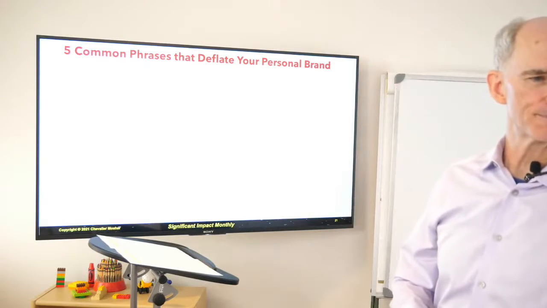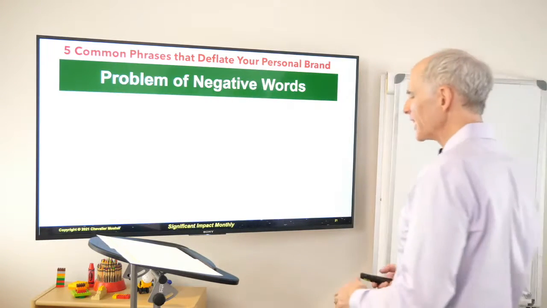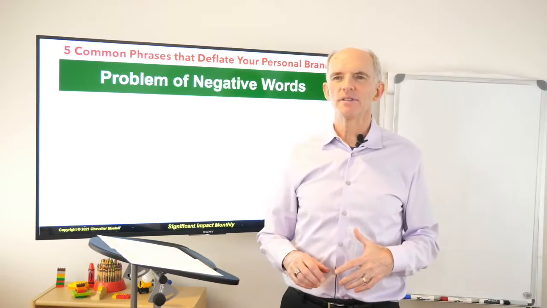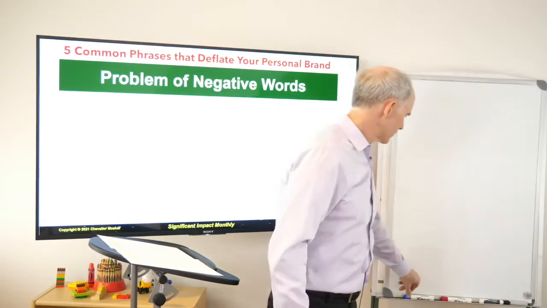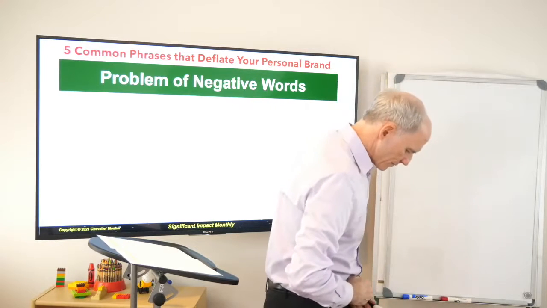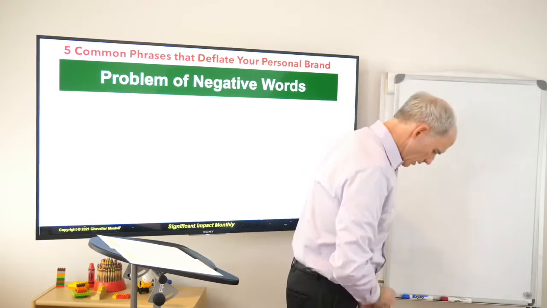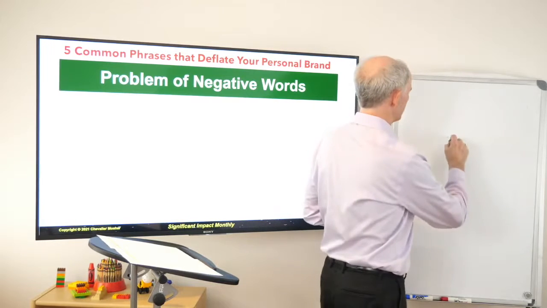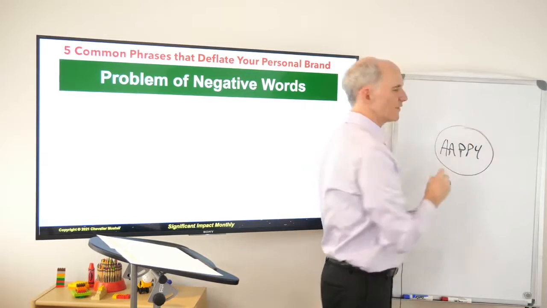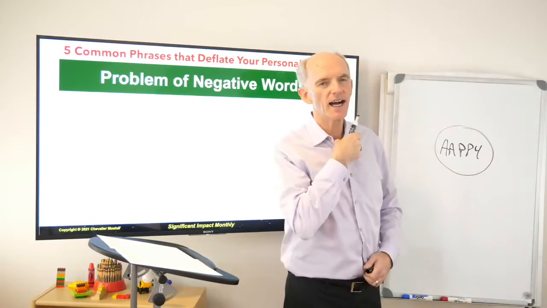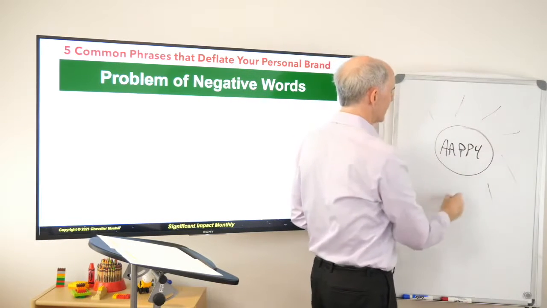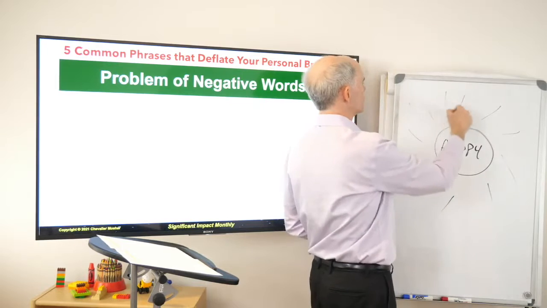So the first one is the problem of negative words. When you say, I am not happy, let's put it here. So I am not happy. Here is happy. I hope you can see that. Here's the universe of happy. So when you say, I am not happy, it is anything outside of the universe of happy.